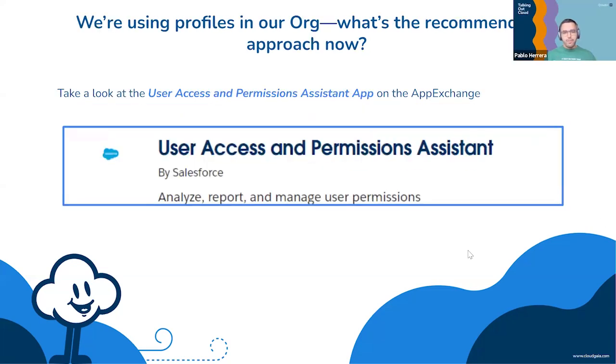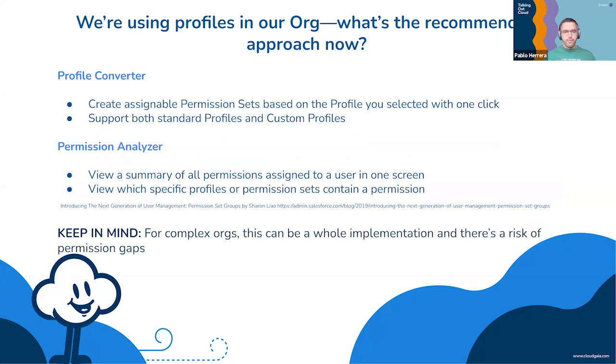So there's an excellent app available on the AppExchange called the User Access and Permissions Assistant app. It helps you manage user permissions and access efficiently. You can actually find the link to the app in the description of this video. Basically it has two main tools. First, the profile converter, which enables you to convert a profile to a permission set. You can easily find the right profile to convert by searching and filtering.